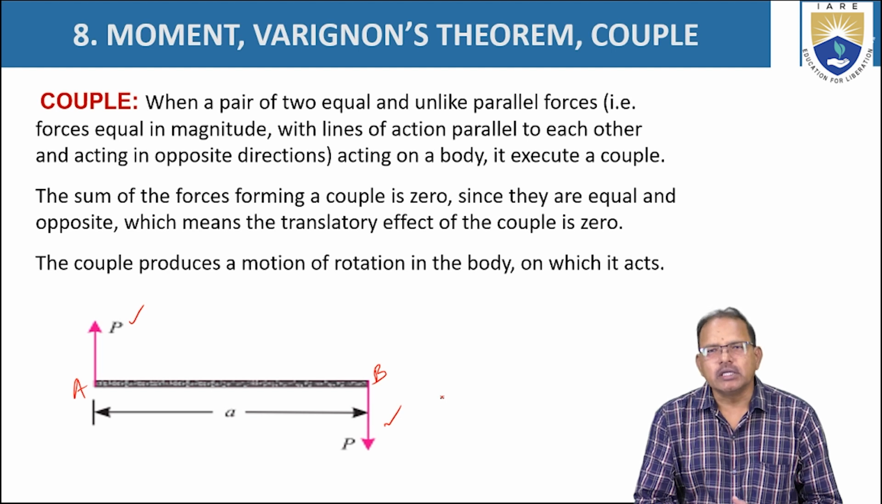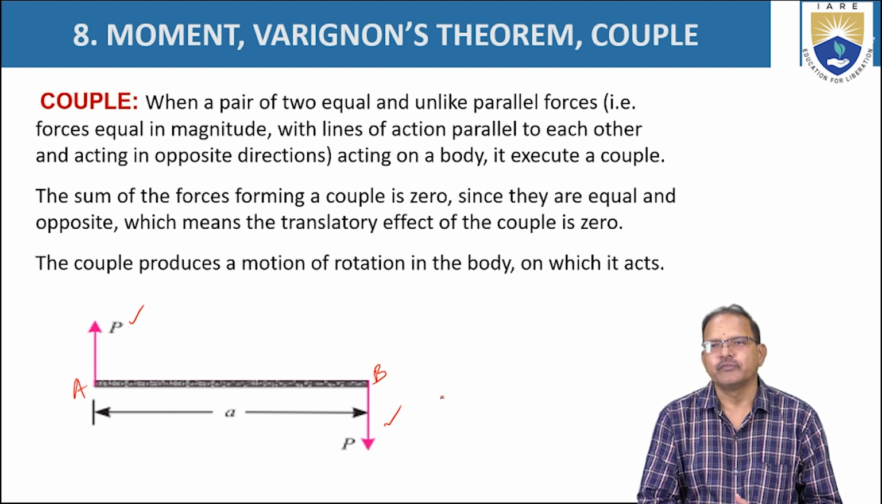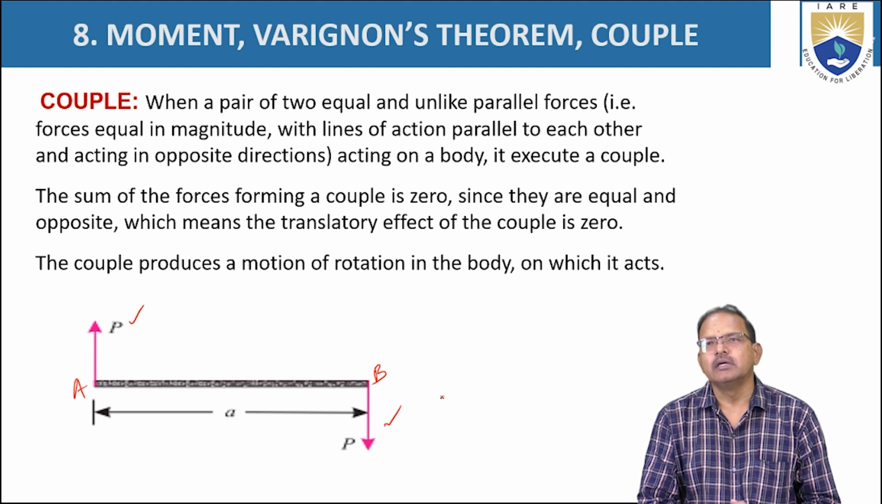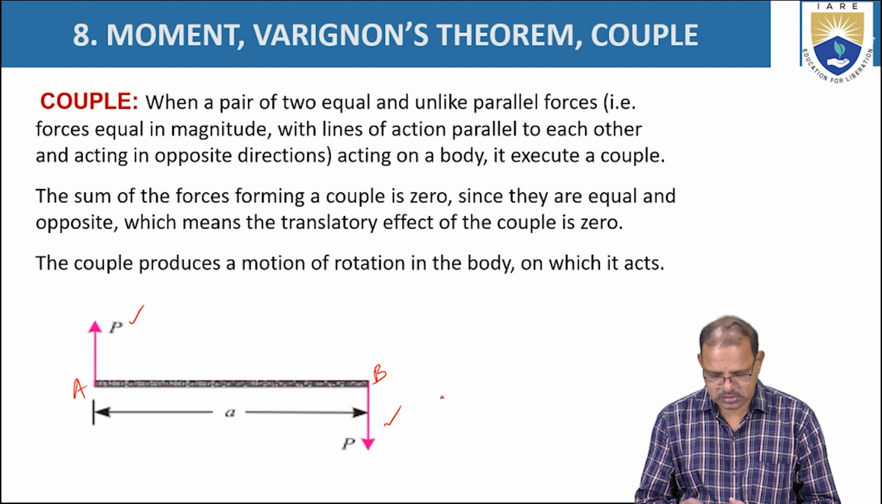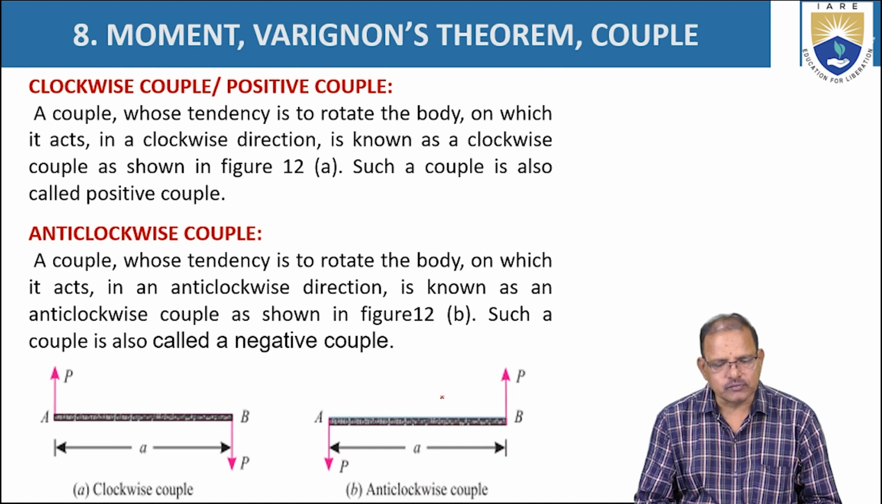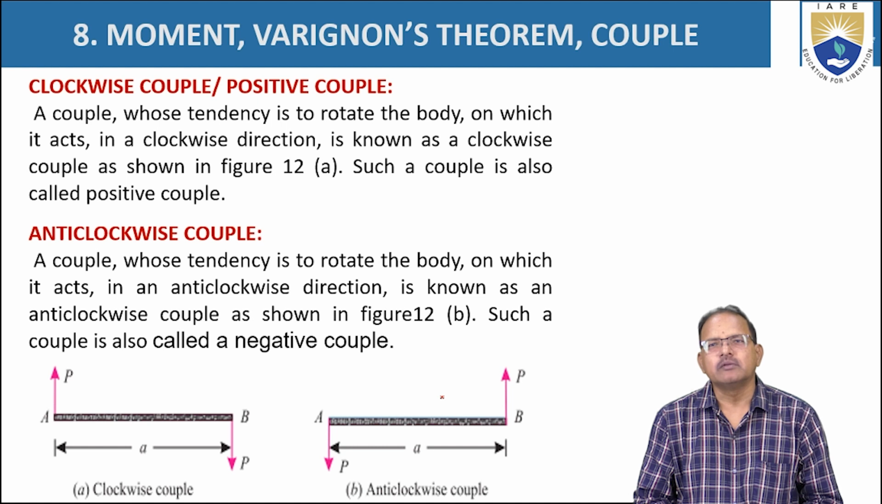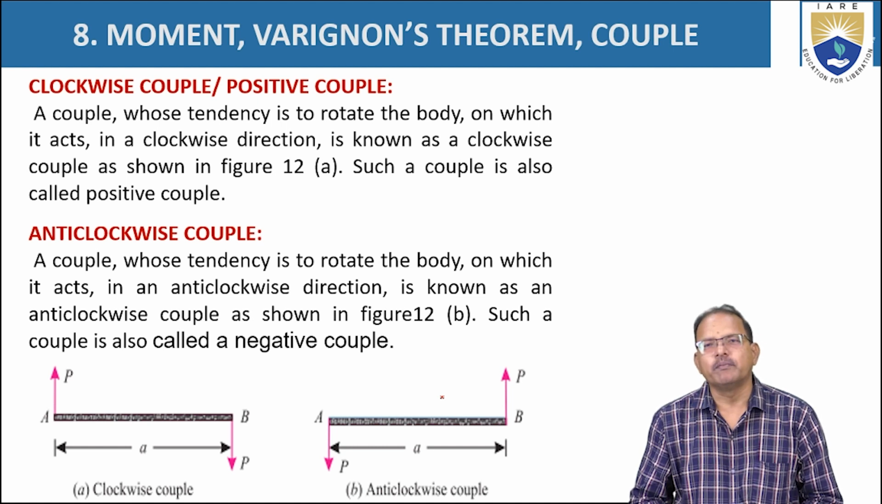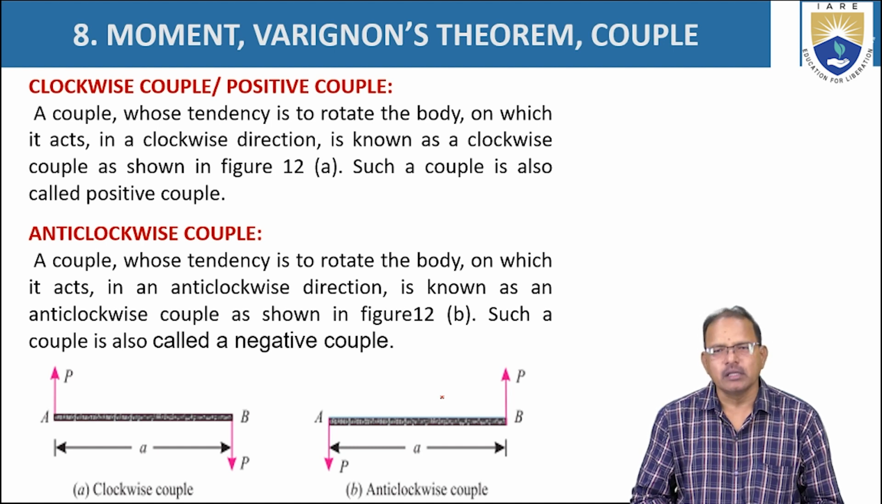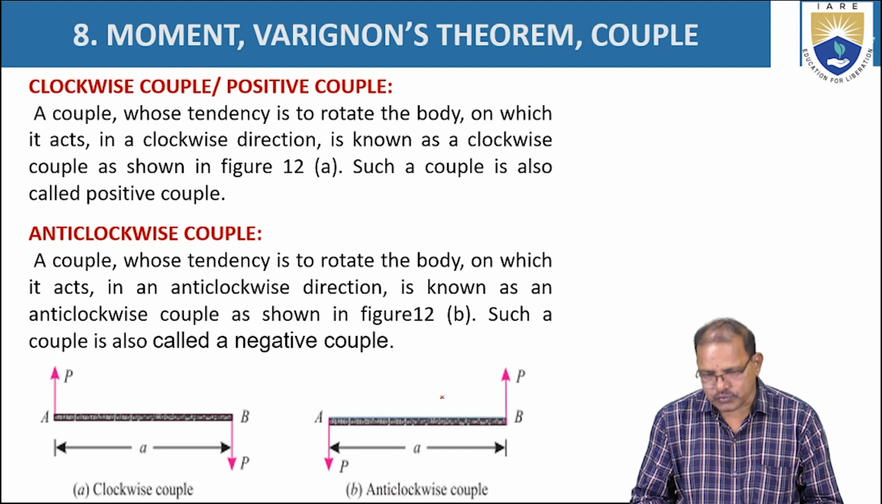Then the resultant of these two forces may be zero, but since they are separated, they will always execute a couple. That is, it tends to rotate the body AB in the clockwise direction. Clockwise moments are generally treated as a positive couple. If the body tends to rotate in the anti-clockwise direction, those moments are treated as a negative couple, for determination of the moments created by the resultant of all the forces.